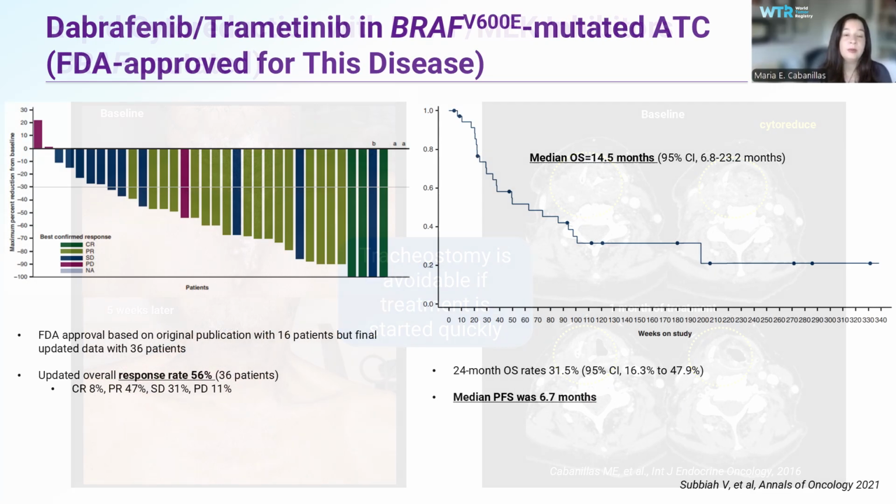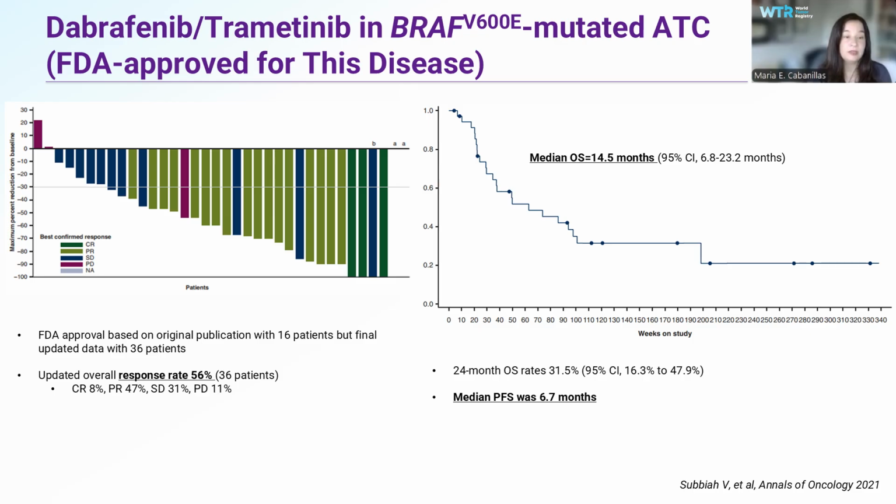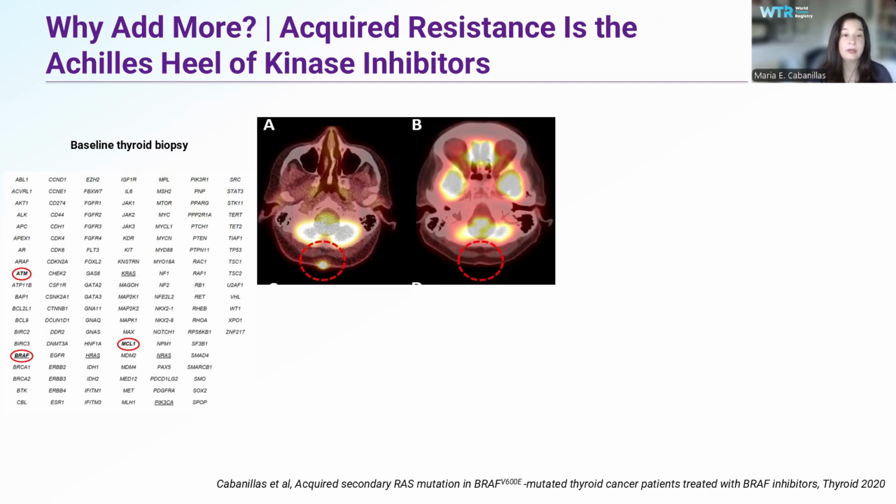So dabrafenib was approved for BRAF mutated ATC in the United States based on this study, which showed a response rate of 56% and a median overall survival of 14 and a half months, and median progression-free survival was 6.7 months. Those are very good results, and many people ask, well, why continue to add more therapy? And the reason is that acquired resistance almost universally emerges in patients who are treated with kinase inhibitors. And therefore, we need to anticipate that this is going to happen.